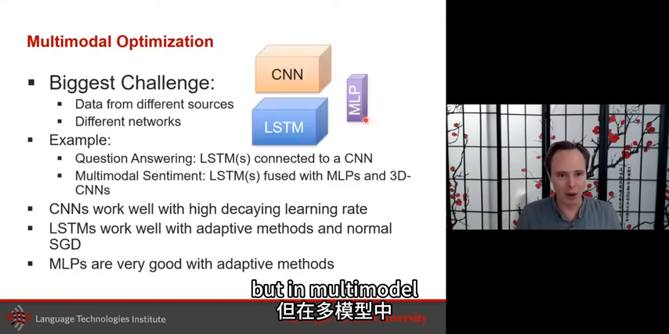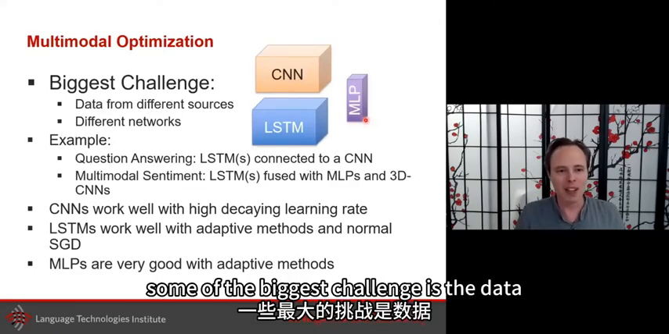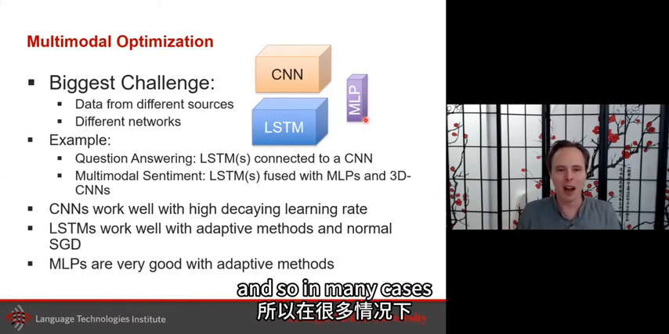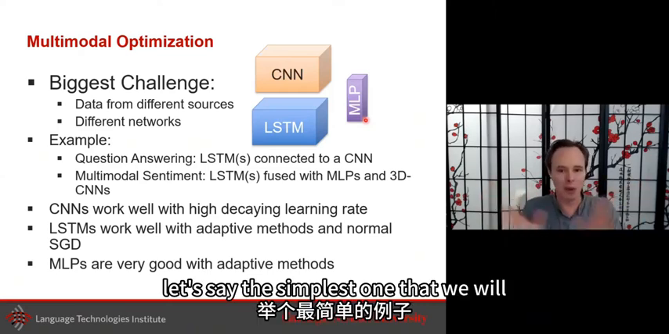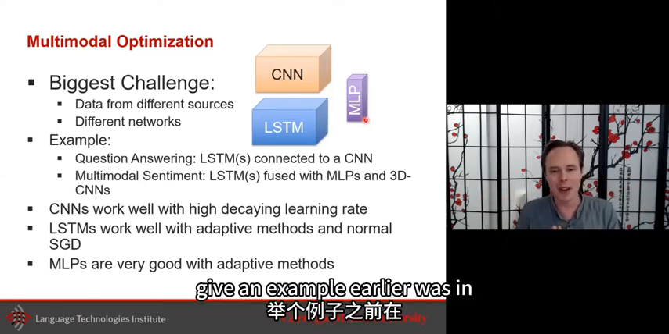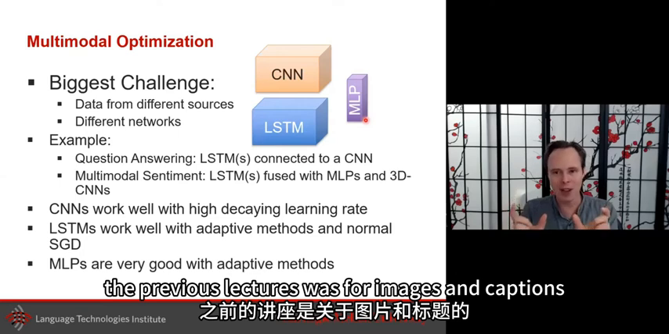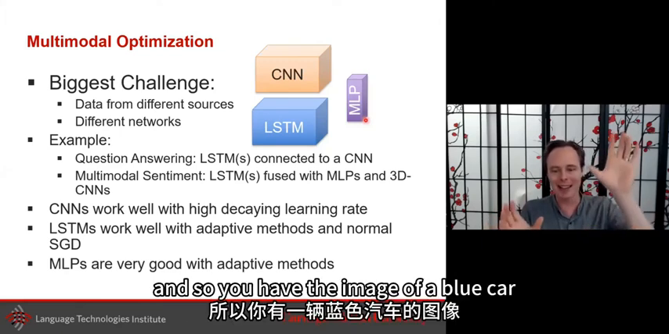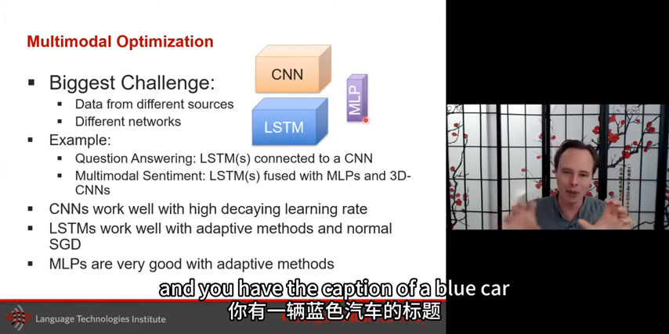But in multimodal, some of the biggest challenges is that the data is from different sources. In many cases, the simplest example that we gave in the previous lectures was images and captions. If you remember, we had the red car or blue car. So you have the image of a blue car and you have the caption of a blue car.